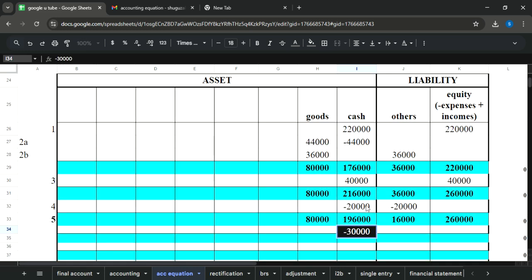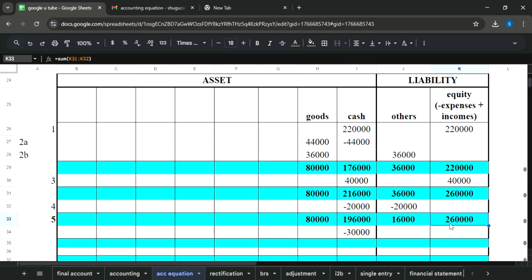Once again, I am telling you, he took cash from the business and purchased a refrigerator for personal use. So cash had gone out. Secondly, this amount was taken for personal use. This would be considered as your drawings. Drawings means his capital has been decreased. So minus 30,000 would be posted over here. So this was your fifth entry that has been completed.